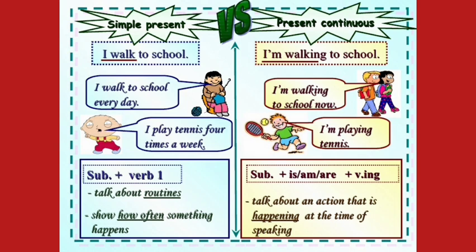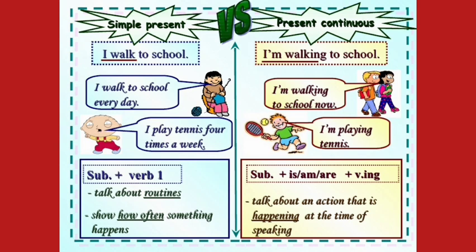So, simple present tense: I walk to school every day. That means the actions we perform every day become our habit. I play tennis 4 times a week. So it is my habit to play tennis 4 times a week. That means in a week I play tennis 4 times. So in these cases you need to use simple present tense. And the structure that we have learned today: subject plus V1. V1 means present form of the main verb. To talk about routines or to show how often something happens, we use simple present tense.